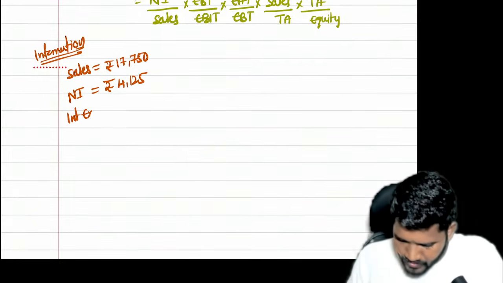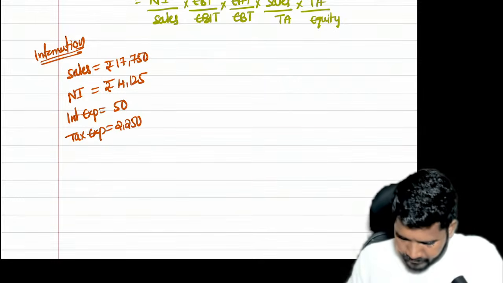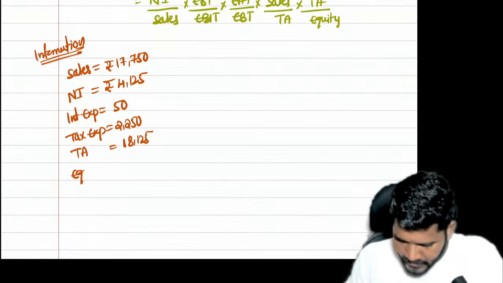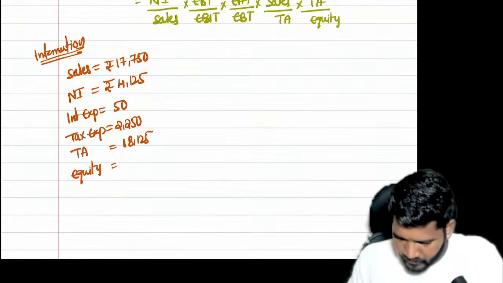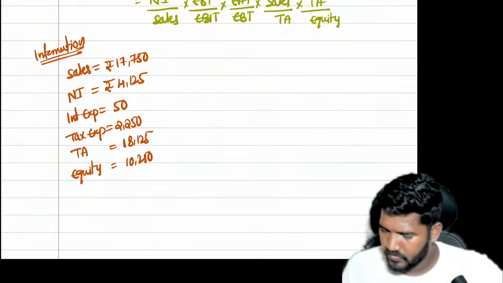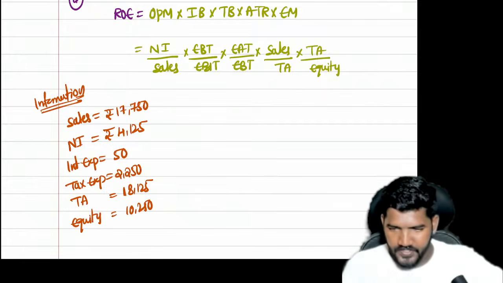Interest expenses 50. Tax expenses 2,250. Total assets 18,125. Equity 10,250. So this is the information they provided. They provided a lot of information, but the required information is this.